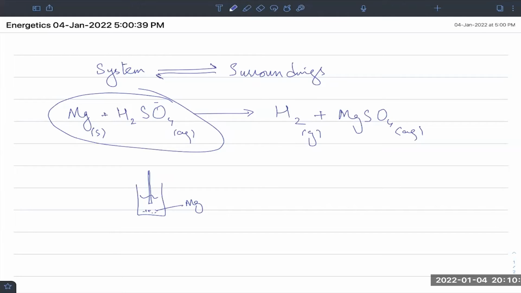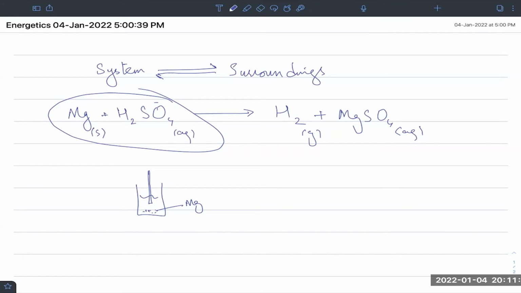Now, we are going to talk about all the energy changes from the perspective of the system. So we are going to consider magnesium particles, sulfuric acid particles, whenever we consider how much energy is coming in or going out. So when I say energy has increased, I'm basically saying that energy of the system has increased. And that means surroundings have provided energy to the system. Magnesium and sulfuric acid particles have gained energy.